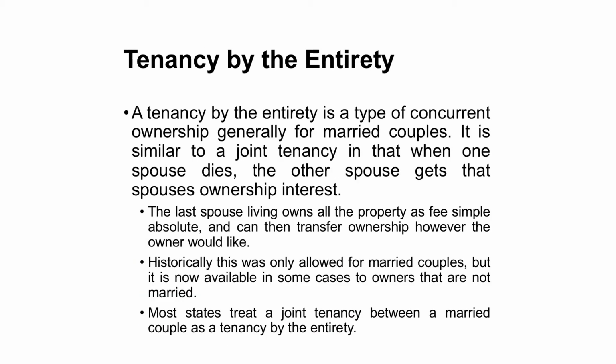Now we go to tenancy by the entirety. Tenancy by the entirety is pretty quick to explain. We just talked about joint tenancy. Tenancy by the entirety is, think of joint tenancy, but you have spouses who are married. Spouses are married. That's the key difference. So let's go through some examples now.